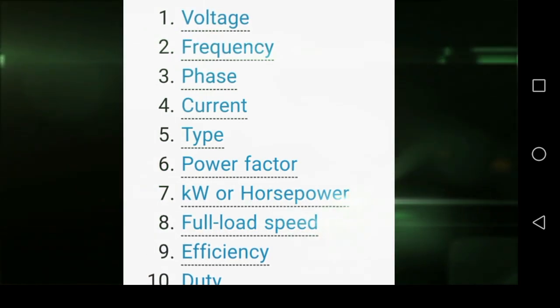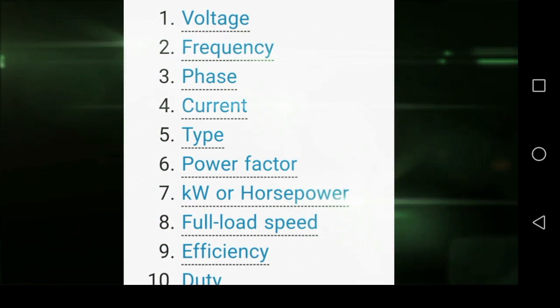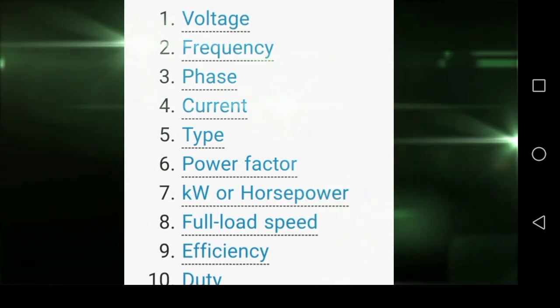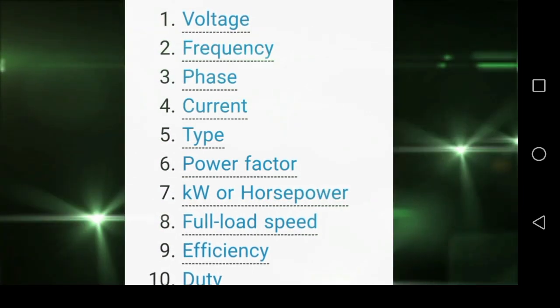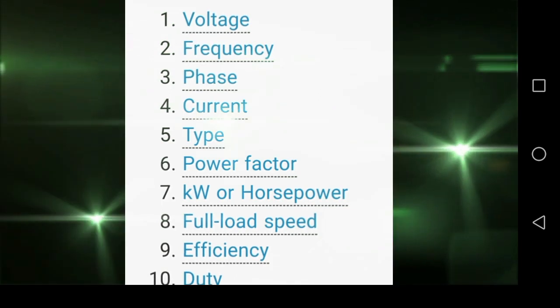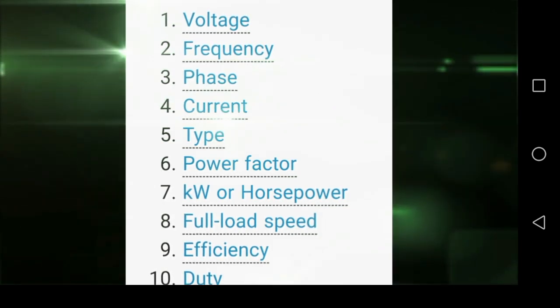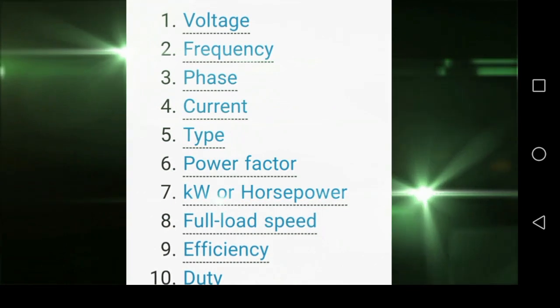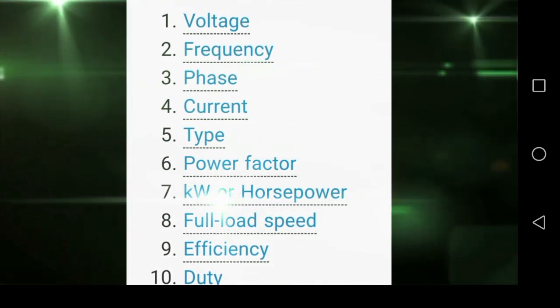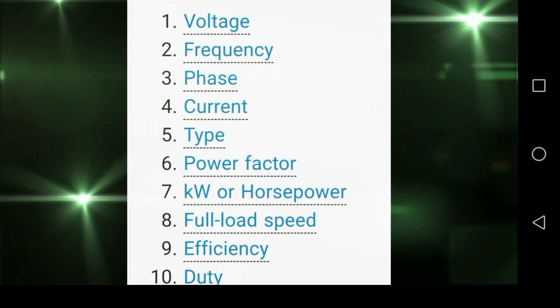Then next is type. Type means the manufacturer's construction, whether it is multi-speed or polyphase, we need to check in the type, and the power factor of the motor. Then kilowatt or horsepower, that is the output power of the motor. Then full load speed, that is the RPM of the motor.